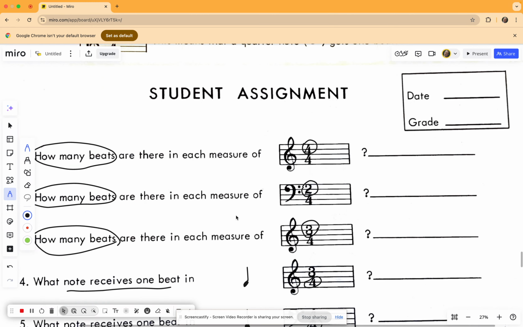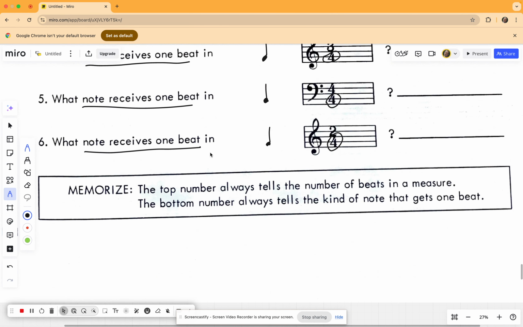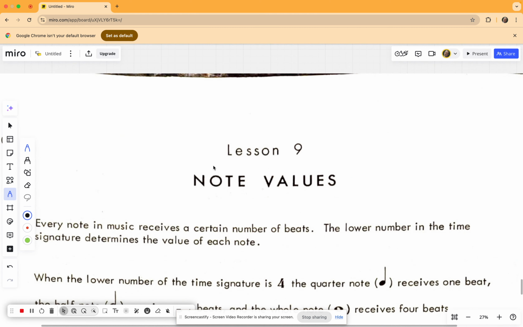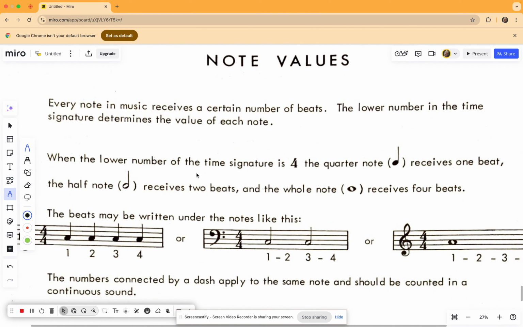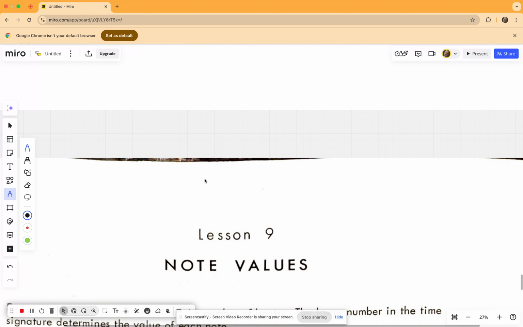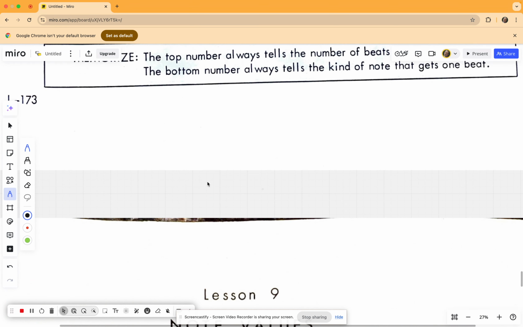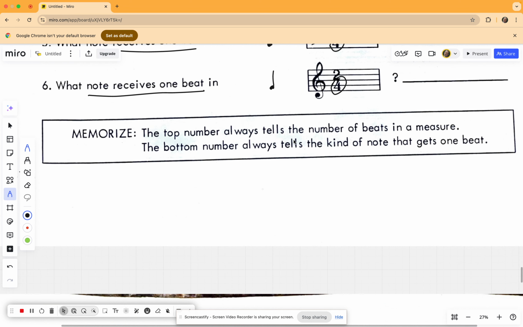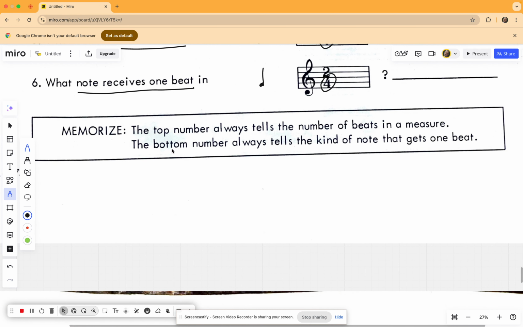All right, now we're going to go on to the next lesson. But before we do, let's memorize this. The top number always tells the number of beats in a measure. The bottom number always tells the kind of note that gets one beat.